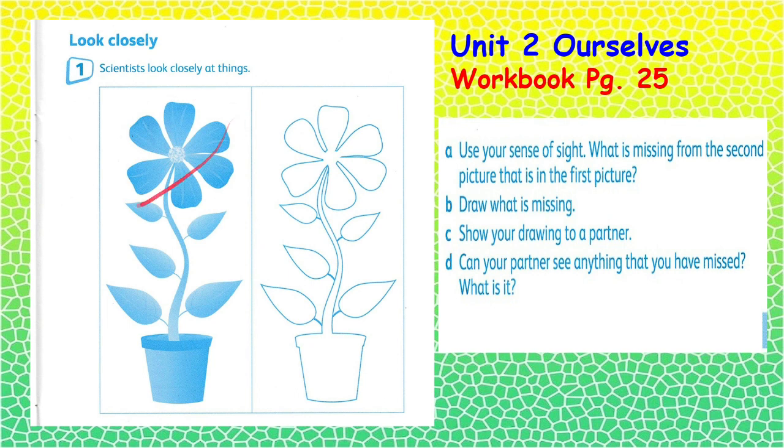Now look closely. Use your sense of sight. What is missing from the second picture that is in the first picture? Then you will draw what is missing. Show it to your partner. And then, can your partner see anything that you have missed? Then ask, what is it?